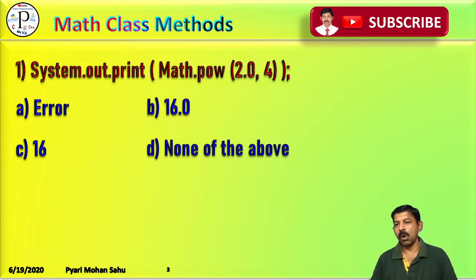2.0 to the power 4. Options are in front of you. Is it going to generate error? Is it 16.0, 16, none of the above? Option is B.